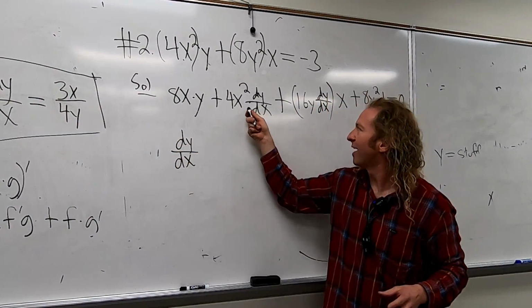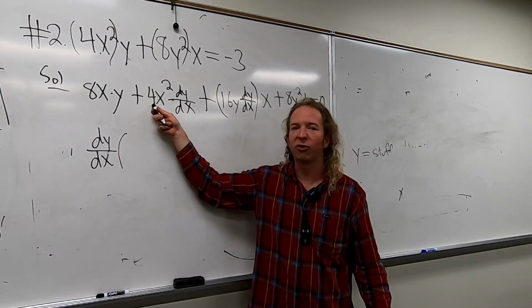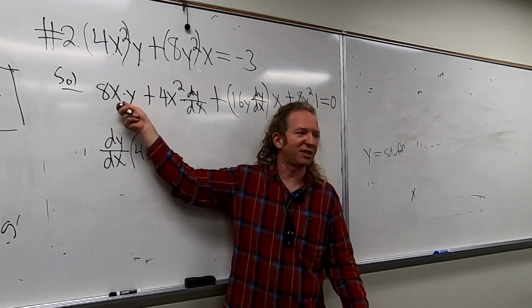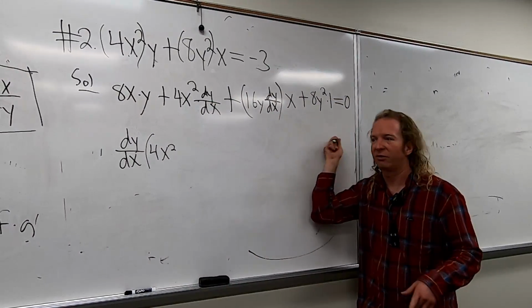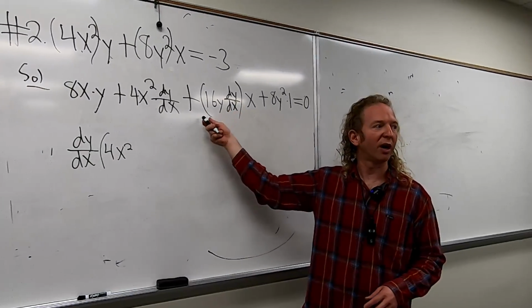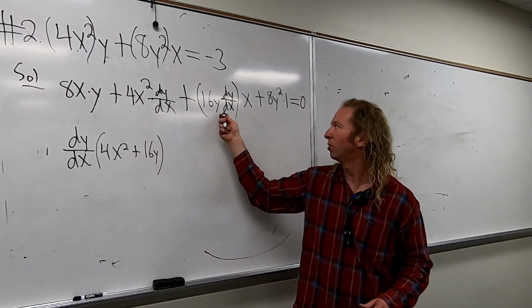And I'm going to go ahead and factor the dy dx out from these, okay? So parentheses 4x squared. You might say, what about this? We're going to write this down later. This is going to go to the right-hand side, right? So 4x squared plus 16y, parentheses. So just pulling out.